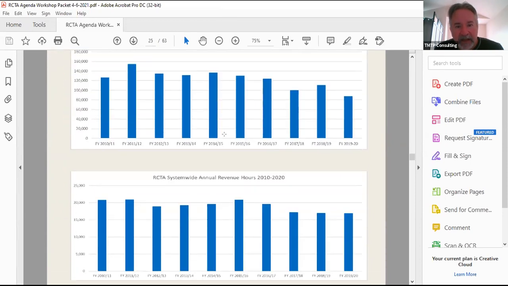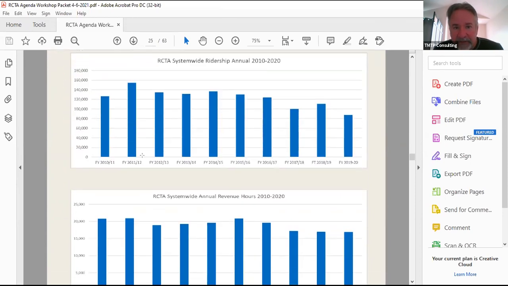This next slide shows, our top graph is our system-wide ridership the last 10 years. So you see that great year we had in 11-12, and then kind of a slow decline after that, then a little rebound, then the COVID. We would have ended up probably right up near last year, but the COVID hit, took the last 3-4 months and just crushed us last year.